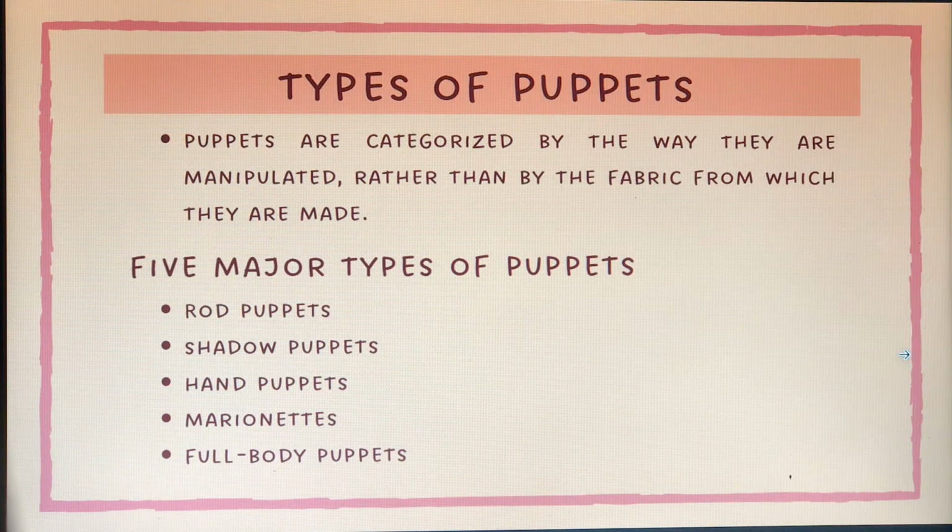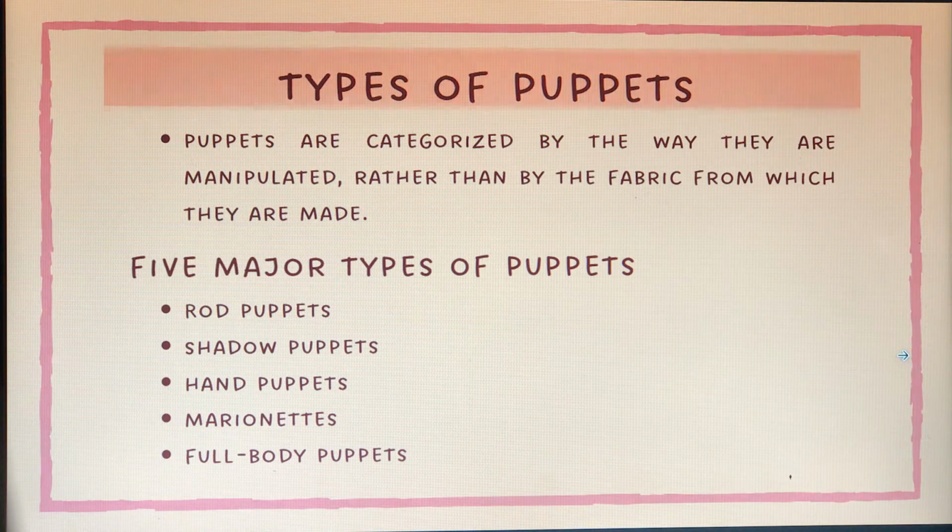So, next is types of puppets. Puppets are categorized by the way they are manipulated rather than by the fabric from which they are made. So, we have 5 major types of puppets. We have rod puppets, shadow puppets, hand puppets, marionettes, and lastly, full body puppets. So, let's proceed to rod puppets.